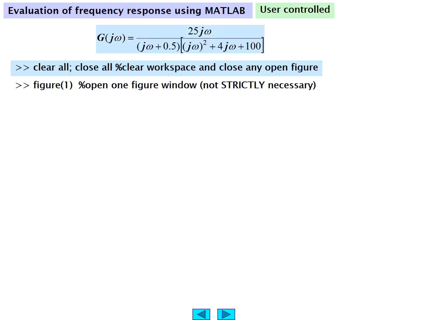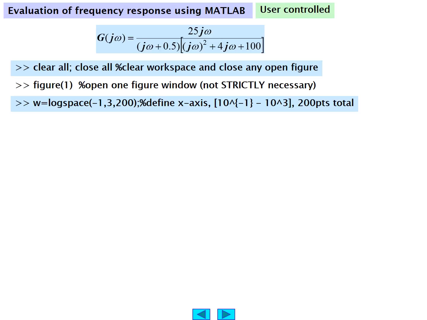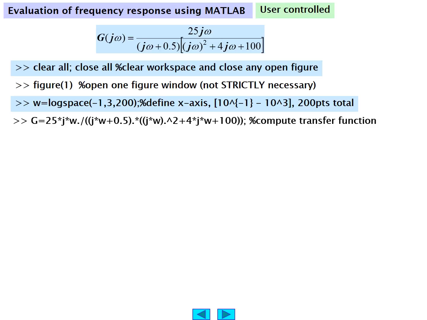Okay, so let's go back to MATLAB and type clear all, which closes the workspaces and closes any open figures. And then type figure 1, which opens one figure window, not strictly necessary, but we can do that. We could define W equals logspace, which is now going to define the x-axis, which runs from 10 to the minus 1 to 10 to the third, with 200 points total. That's what the argument of logspace is, -1, 3, 200 in MATLAB. We can put in our representation of our function directly, complete transfer function.